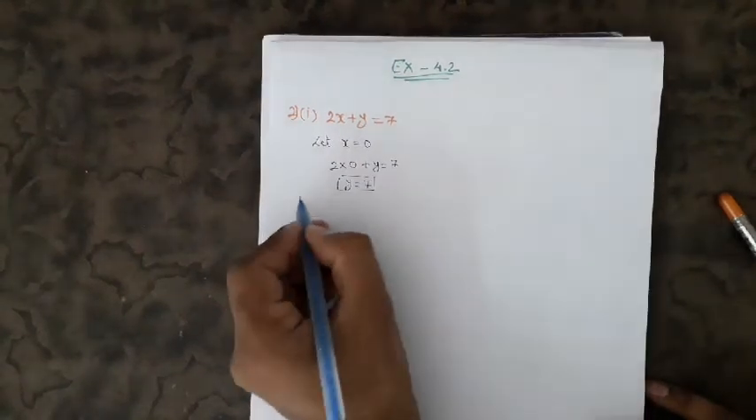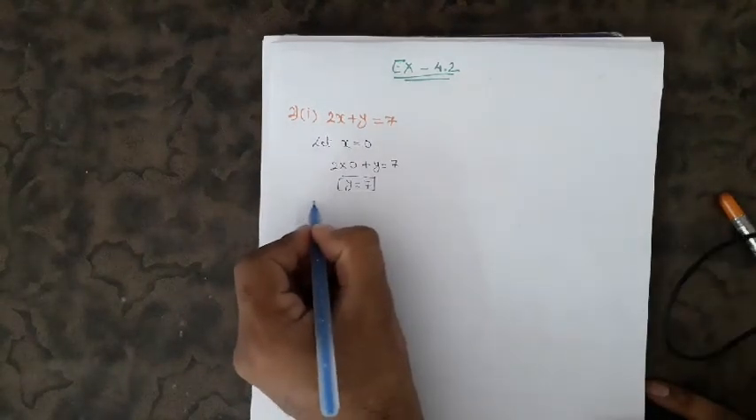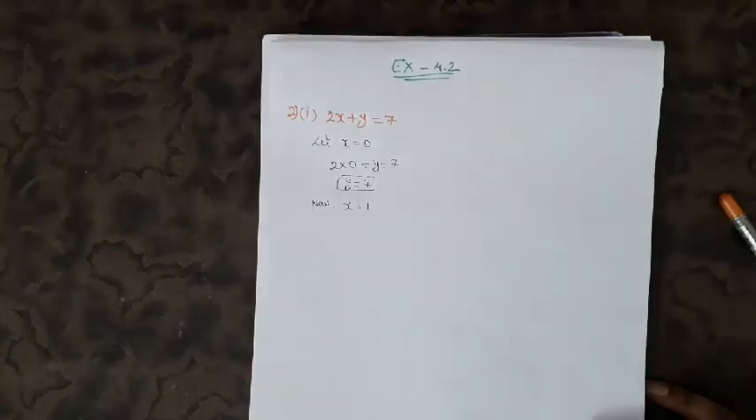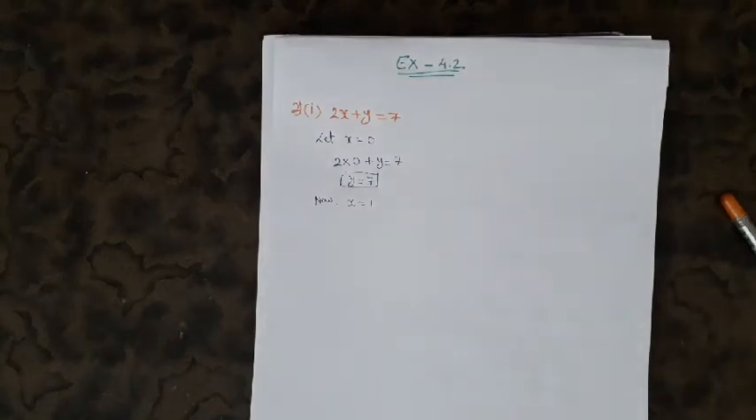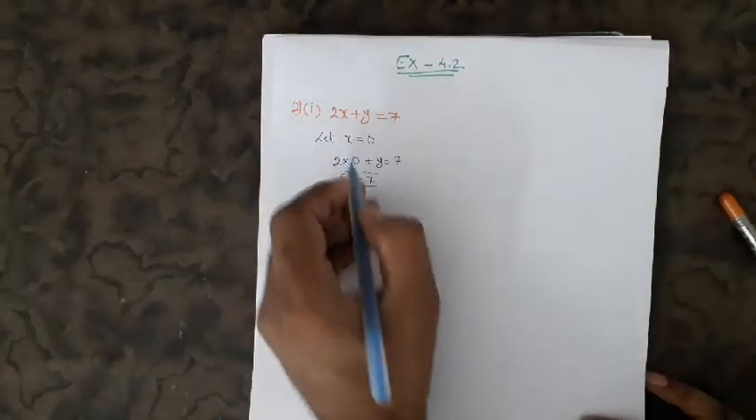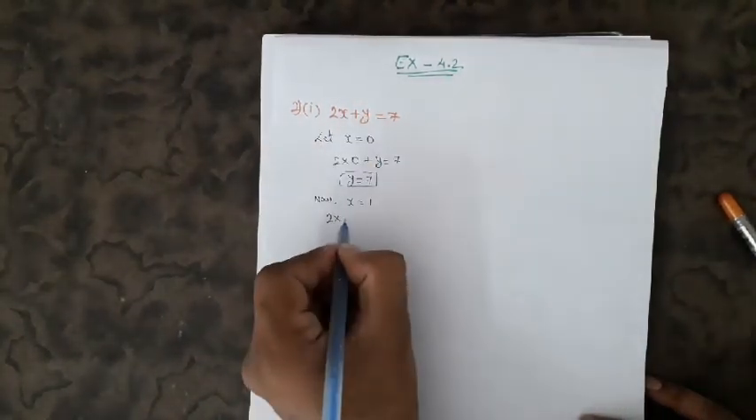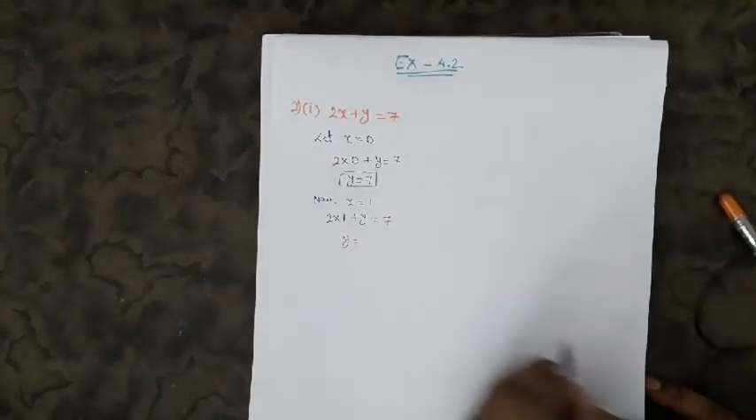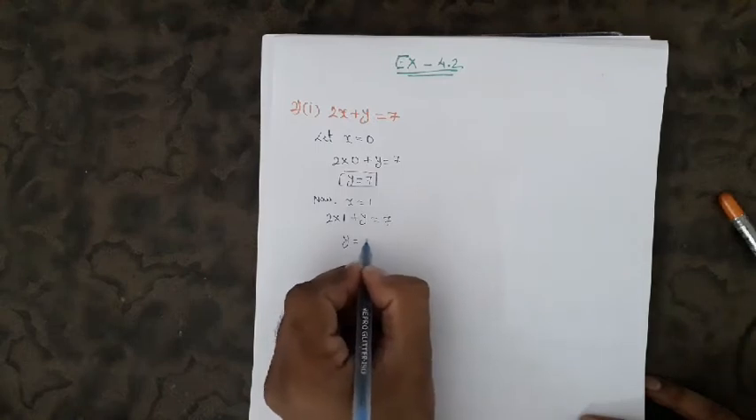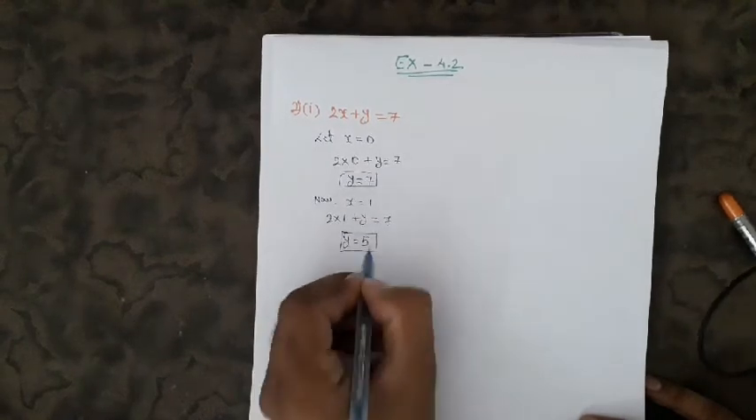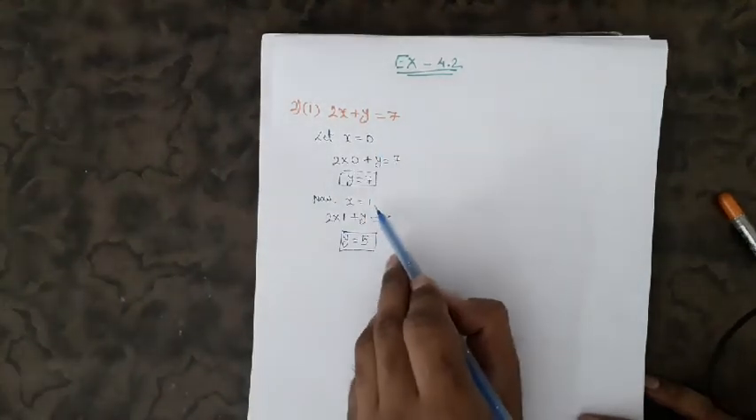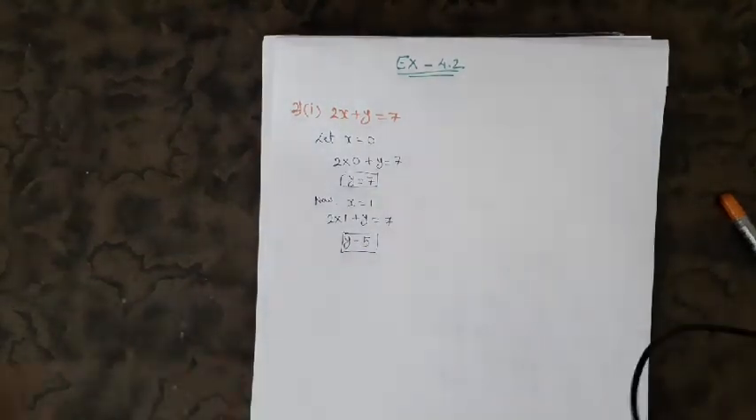Second, I'm taking x equals 1. As I told you, instead of x or instead of y, whatever you want you can take. So 2 into 1 plus y equals 7. When we solve it we get y equals 7 minus 2, which is 5. So first we took x equals 0 and got y equals 7, and second we took x equals 1 and got y equals 5.